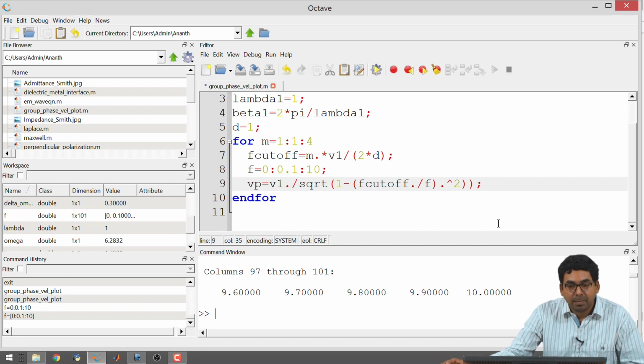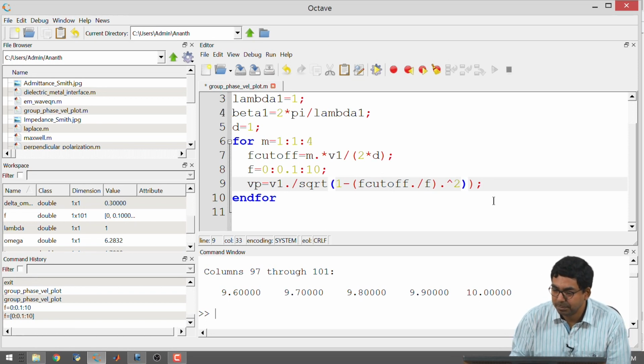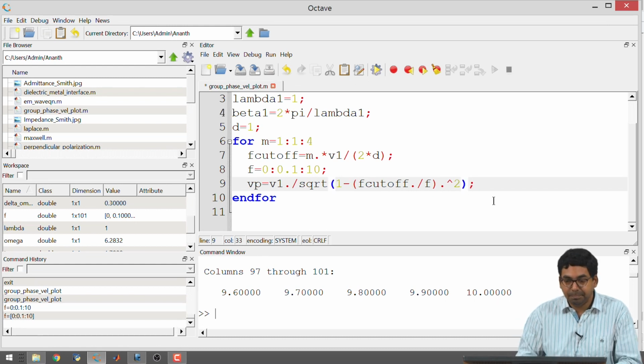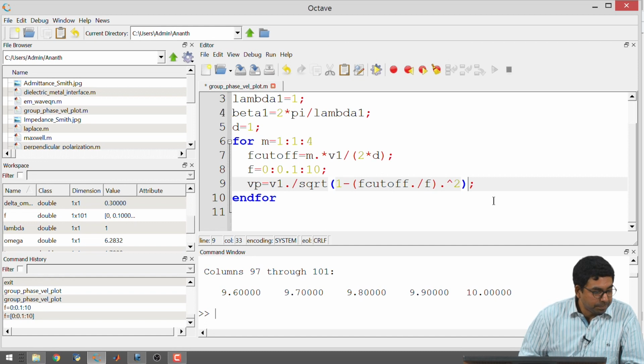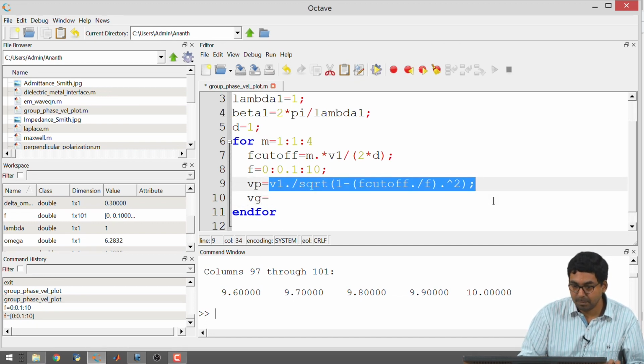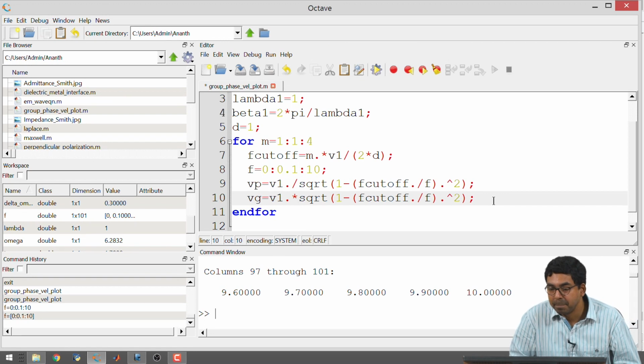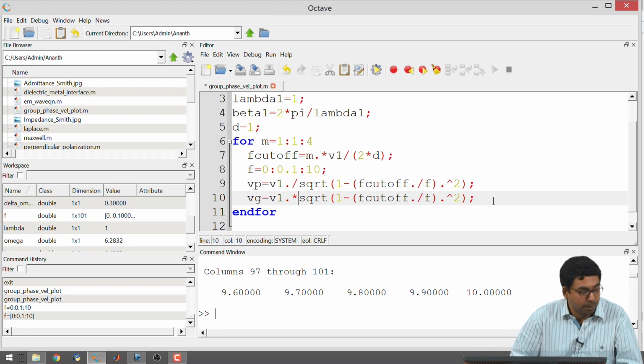Okay. Is there an extra bracket? 1, 2, okay. Yeah. Yeah, I think it's fine. Vg was, I think it was not divided, but I think it was just multiplied. Yeah. So, I just changed the sign over there.